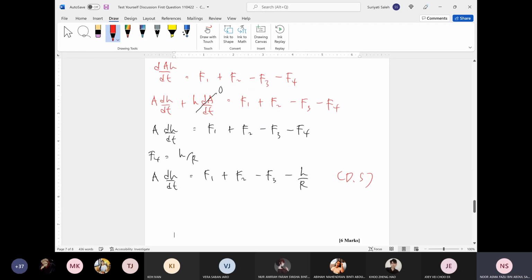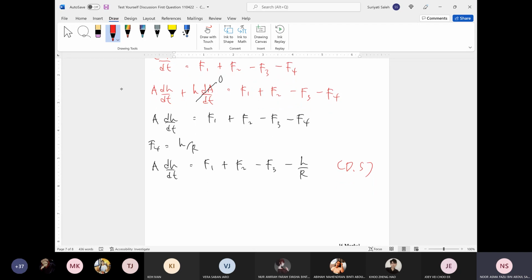So in order to develop the deviation form, we have A dH/dt equal to F1 plus F2 minus F3 minus H over R. For indicating the equation under steady state condition, we put the bar. For the area A, you don't need to put the bar because it's a constant. The H, you need to put the bar, and F1, F2, and then the H. And lastly, for the resistance, you don't need to put the bar.